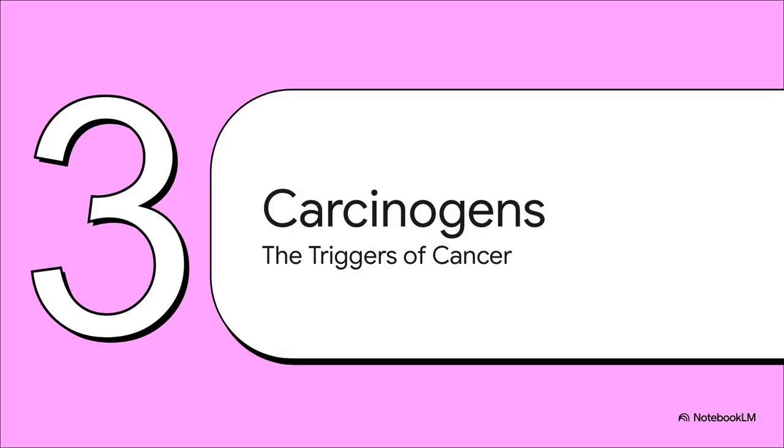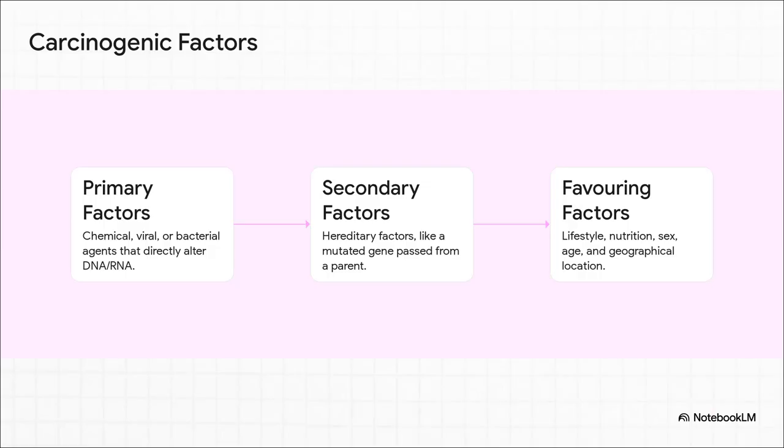So, now that we know the superpowers a cancer cell needs, the next logical question is, how does it get them? So now we're going to look at carcinogens, the different internal and external factors that can trigger the genetic mutations that start this whole dangerous process. These triggers, or carcinogens, basically fall into three main groups. First up, we have the primary, or direct triggers. These are agents like certain chemicals, viruses, or bacteria that directly damage our DNA. Second, you have secondary factors, which are hereditary, things like inheriting a faulty, mutated gene from a parent. And third, there are what we call favoring factors, things like our lifestyle, our diet, our sex, and our age, which can create an environment where cancer is just more likely to pop up.